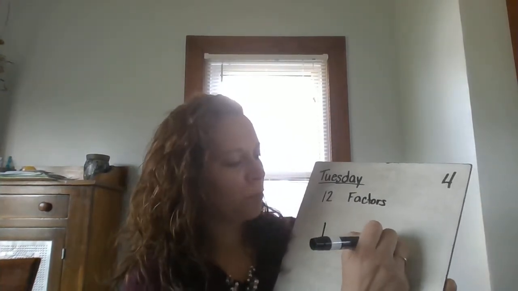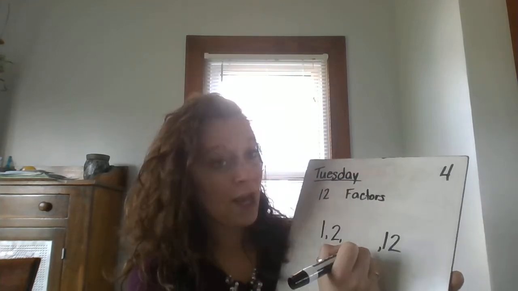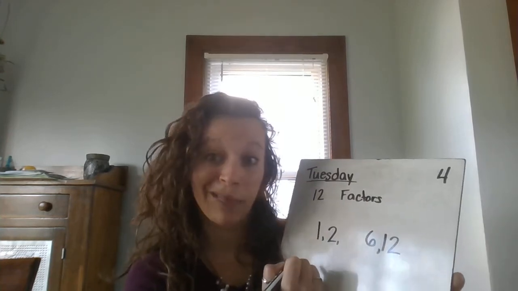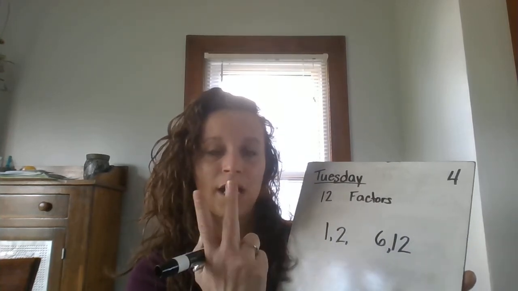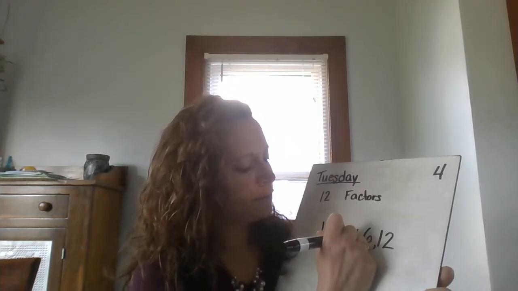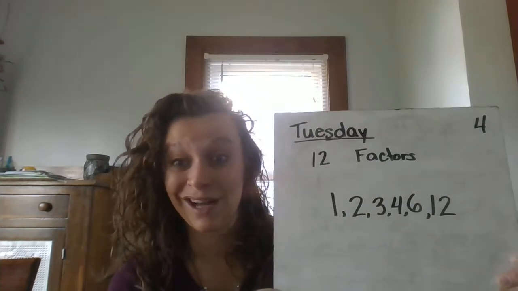1 times 12 is 12. 2 times 6 is 12. Our next number would be 3. Can we count by 3s to get to 12? 3, 6, 9, 12. Yep, we got to 4. So 3 times 4 is 12. Well, hey, when we count, 4 comes right after 3, so we are done.